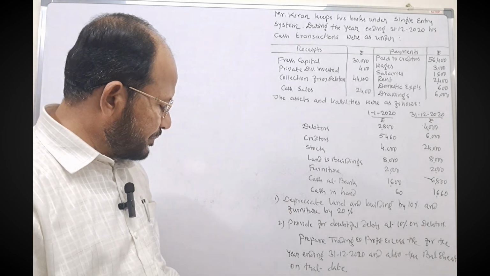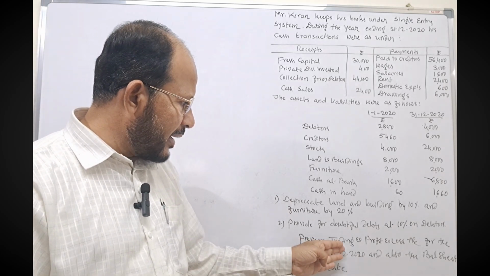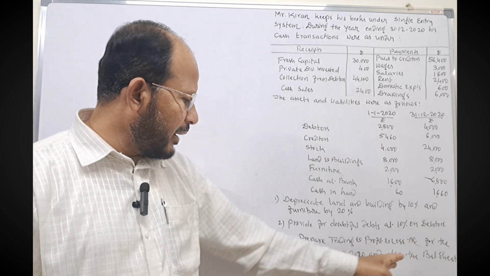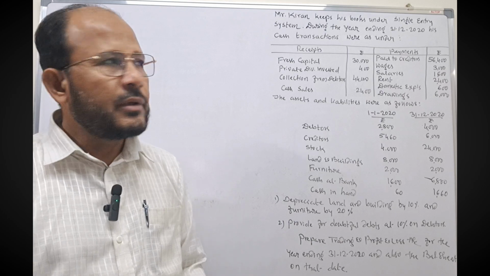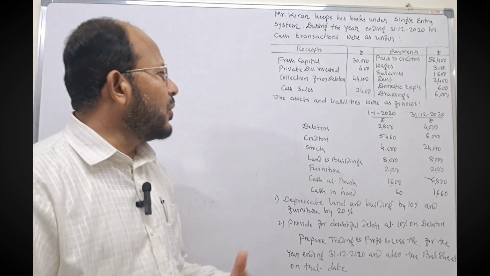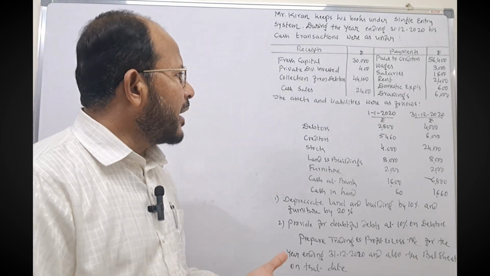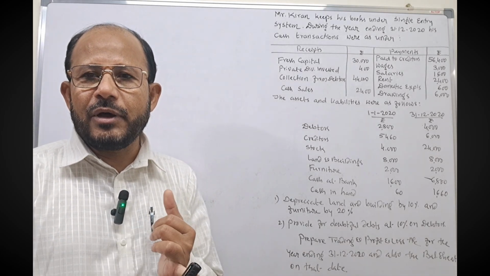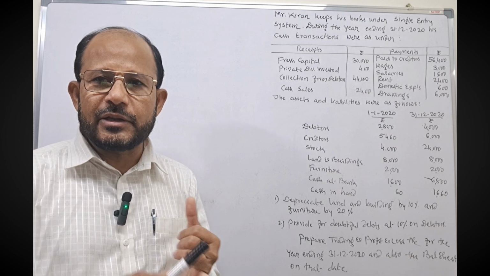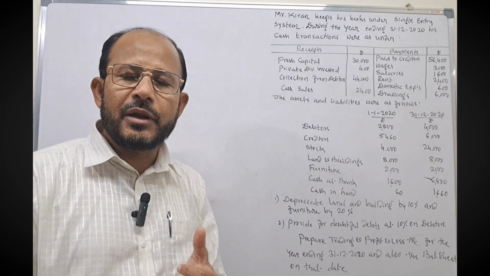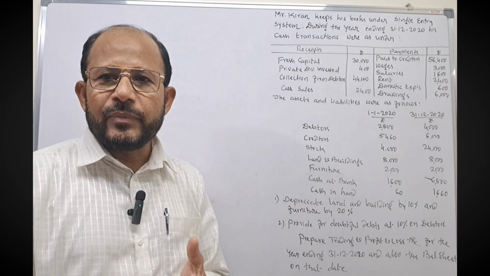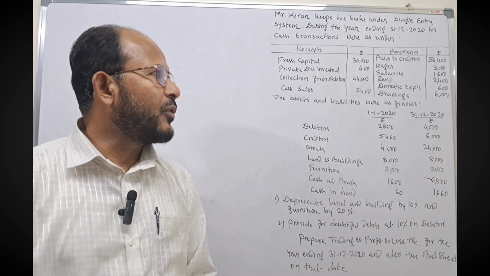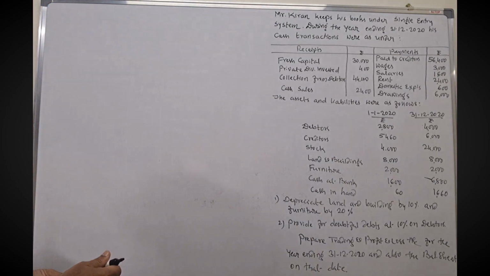With these details, you are asked to prepare the trading and profit and loss account for the year ending 31st December 2020 and also the balance sheet on that date. Dear students, now how to begin this problem? First, we have to find out missing figures. Opening capital is not given. First, we will prepare the opening statement of affairs. After that, we will prepare the sundry debtors account and sundry creditors account. Then we can go to the final accounts, that is the trading and profit and loss account and the balance sheet.